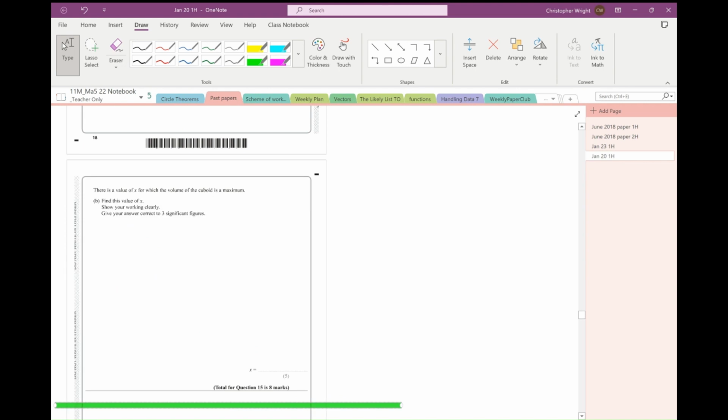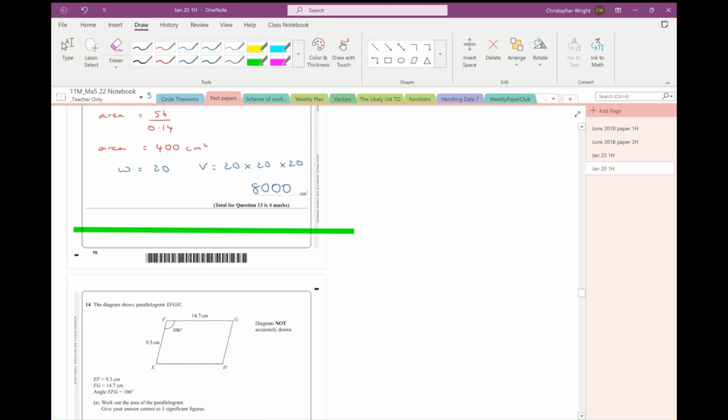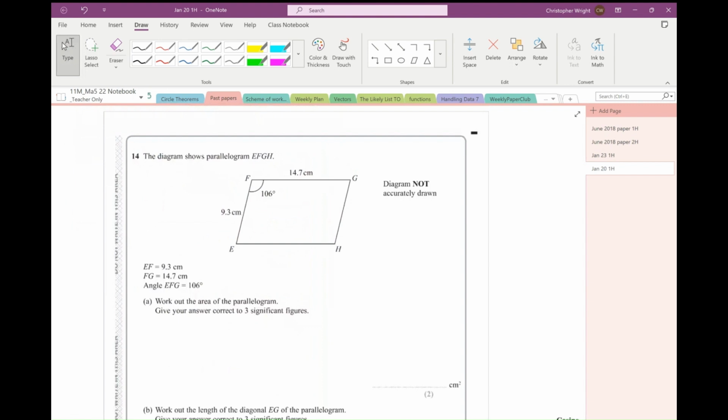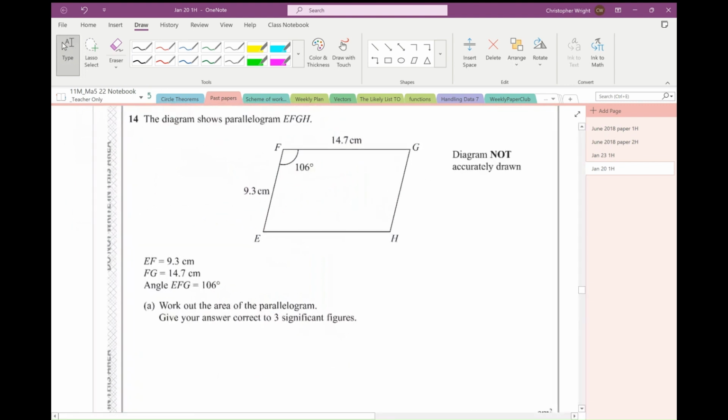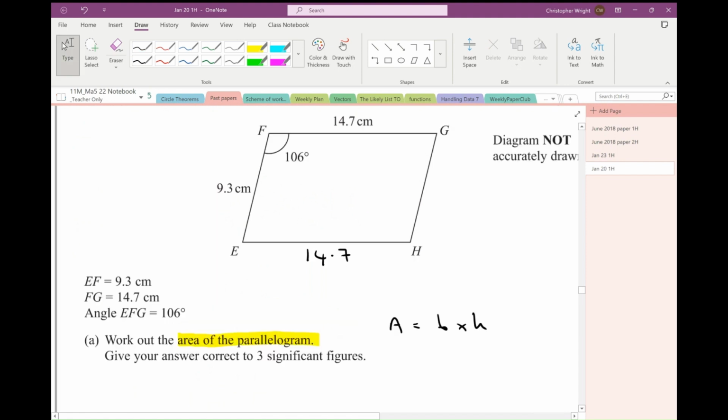Okay, question 14 next. Right, the diagram shows a parallelogram. And there are some lengths given to me and an angle. Work out the area of the parallelogram. So the area of a parallelogram is given by the base times the height, isn't it? And I know the base is 14.7. So if I need to work out the area, I'm going to need to know its height.